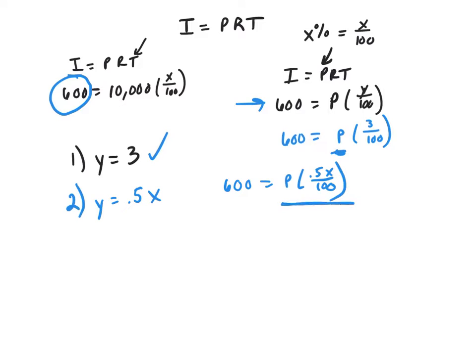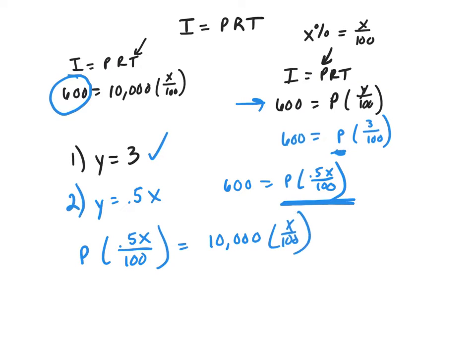Replace 600 with this expression, and that's P times 0.5x over 100. That's what 600 is, and that's equal to 10,000 x over 100. And you could divide both sides by x, and the x would cancel out, and you would be left with an equation with one variable, which is P, and that's what you're trying to find. So clue 2 works as well. Both work independently, so your answer is D.